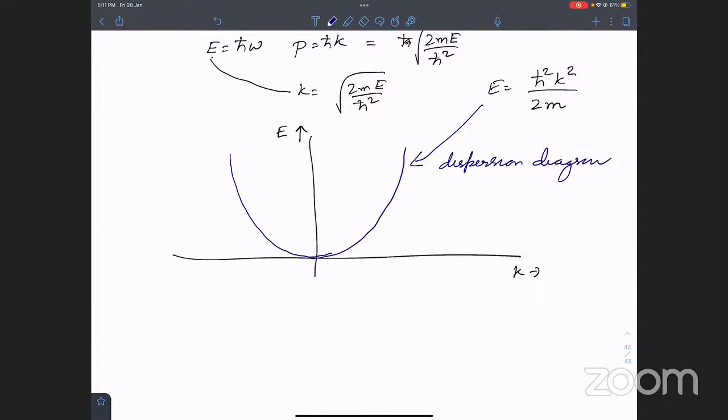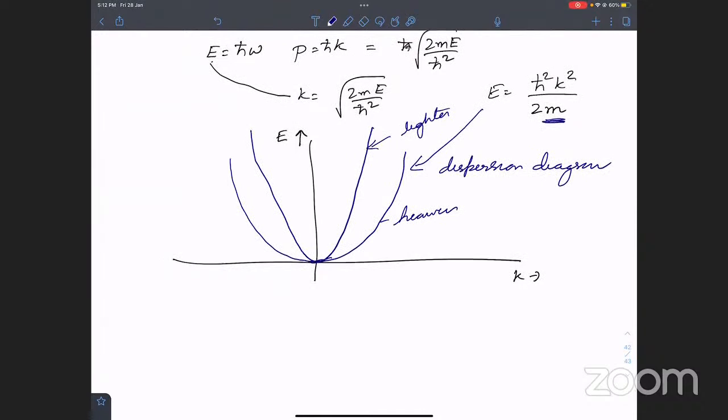Now we can observe some things. If I take two different particles and plot their dispersion diagram, this is just the free space dispersion diagram only, okay? This is for a lighter particle, and this is going to be for a heavier particle. Because we are also quantum objects, you and I, I can plot a dispersion diagram for you also, and it will be very, very flat, right? It will be very dull.